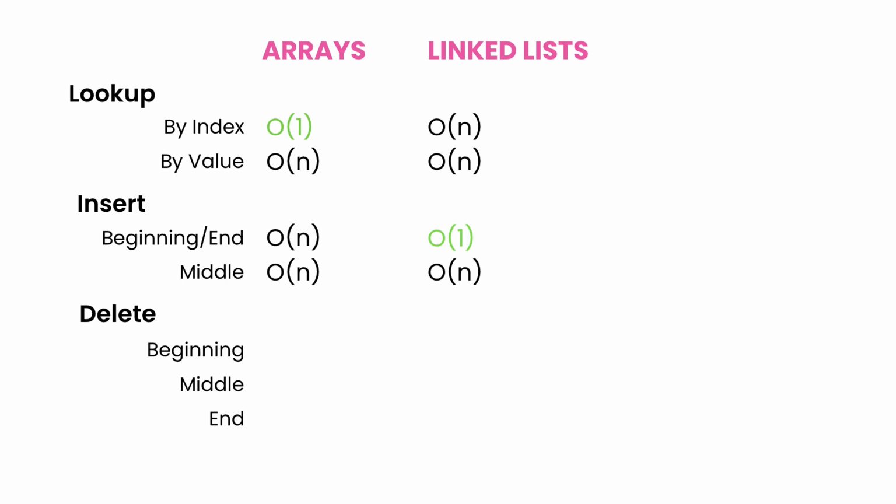And finally, deleting items in an array is an O of n operation because we have to shift items to the left to fill the hole. With linked lists, if you want to delete an item from the beginning, we simply change the links. But if you want to remove it from the middle or the end, we have to traverse the list to find the previous node. In the next video, I will show you how we can optimize this using a different type of linked lists.